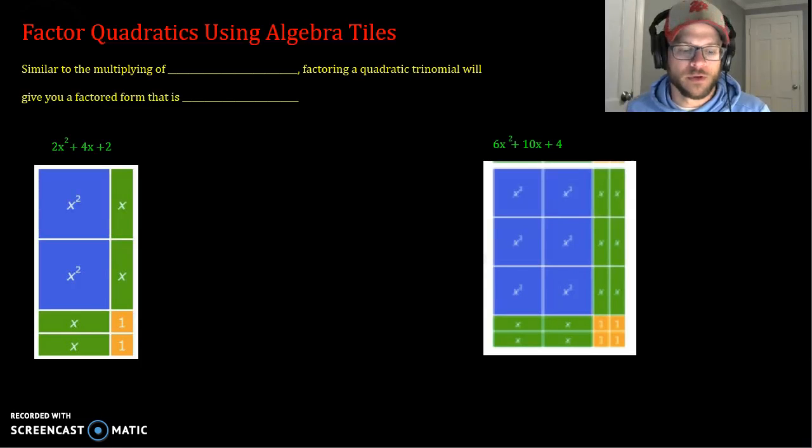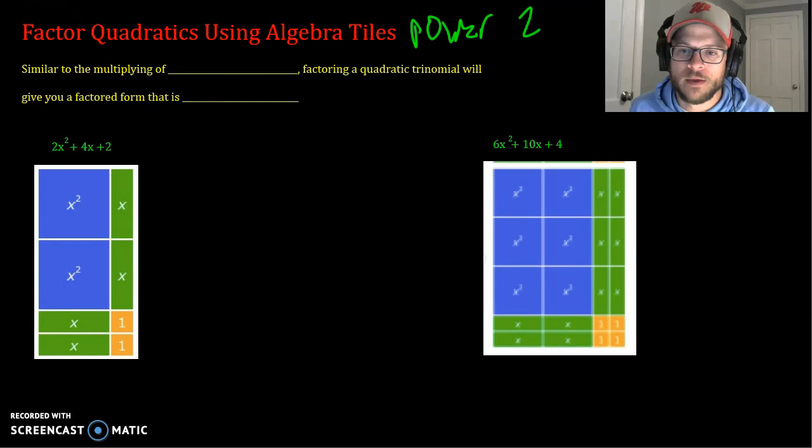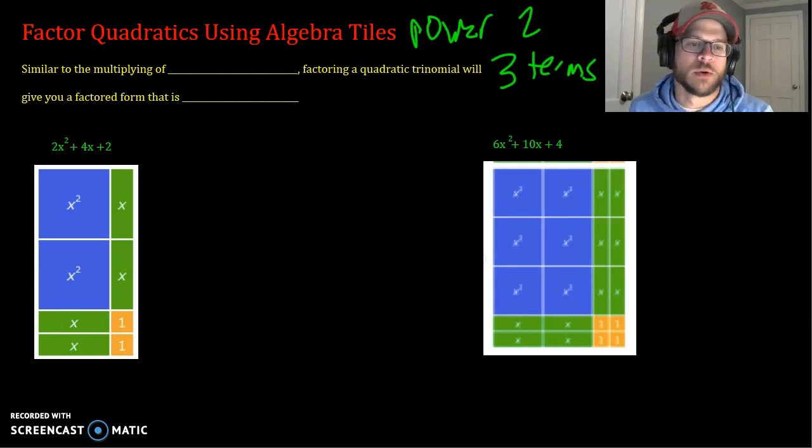Alright, in this tutorial we're going to go over how to factor quadratics using some algebra tiles. So we're going to start off with a quadratic trinomial, and a quadratic is anything with a power of 2, and then a trinomial is anything with 3 terms total. So kind of thinking backwards from multiplying your binomials.